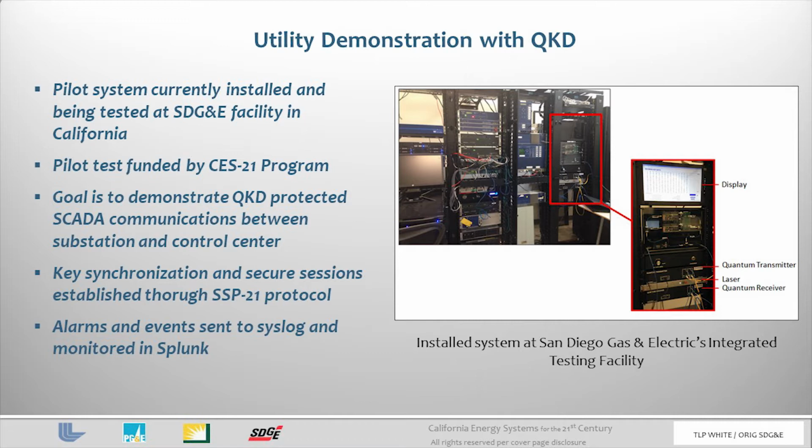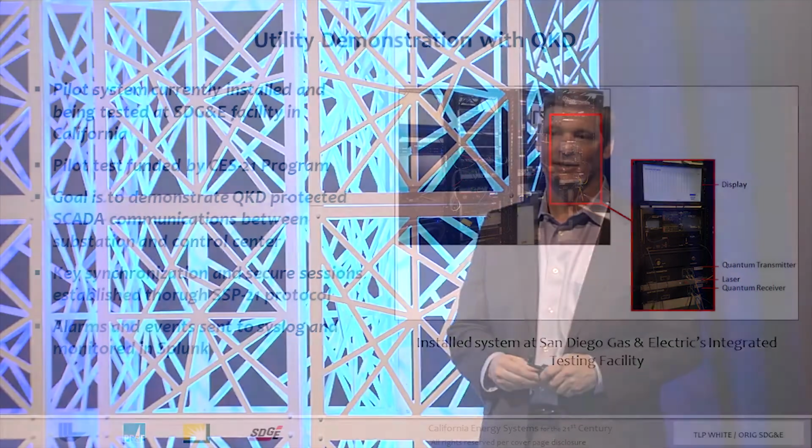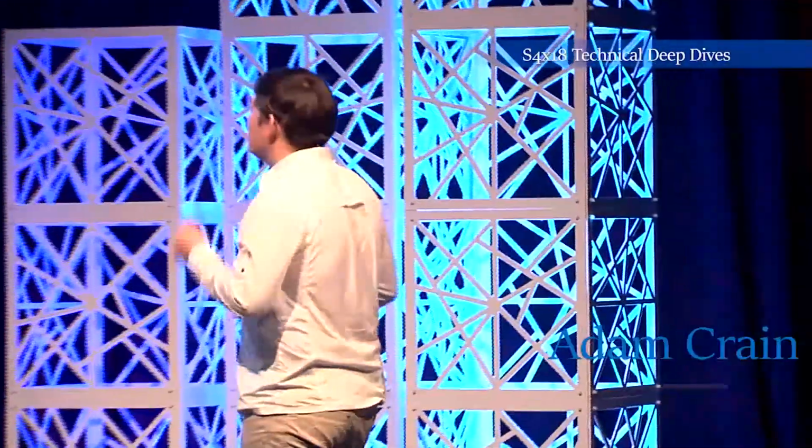And our goal ultimately is to demonstrate using QKD to secure SCADA communications between substations. So if you have a control center and a substation and you're wanting to securely talk to your SCADA, the plan is to use QKD keys that have been securely distributed with something called the SSP21 protocol to help make that happen. So again, QKD distributes the keys using physics. Once you get the keys, though, you have to do something with them. And with that, I'll turn it over to Adam.